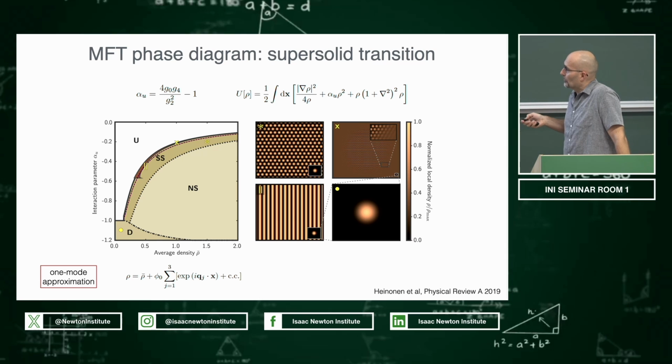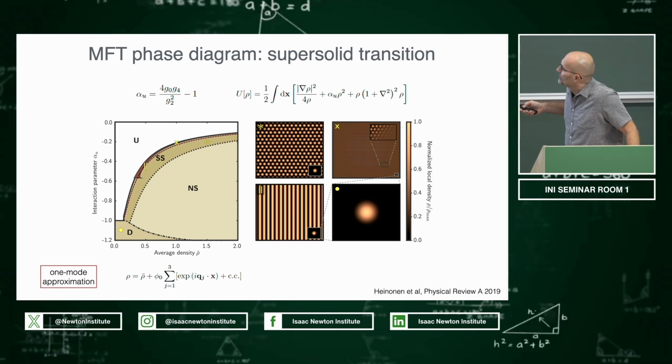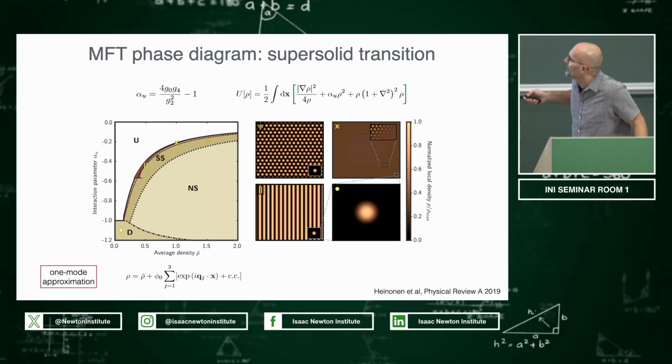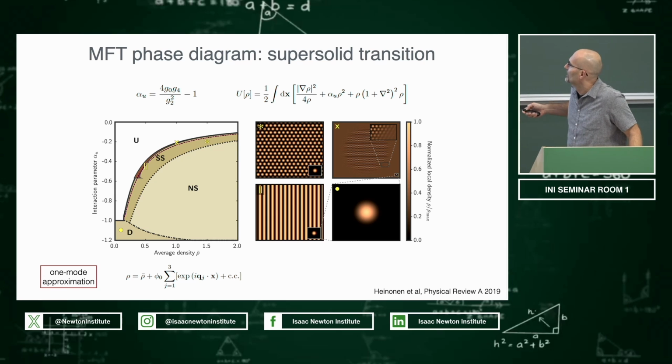You can compute this type of phase diagram where you have a uniform phase up here. You have a single droplet phase if the density becomes very low. You can get a normal solid phase, or, I'm not sure that I have an example here, but you have a supersolid phase. I will show in a second how that differs from the normal solid phase. And you can also get striped phases and so on.